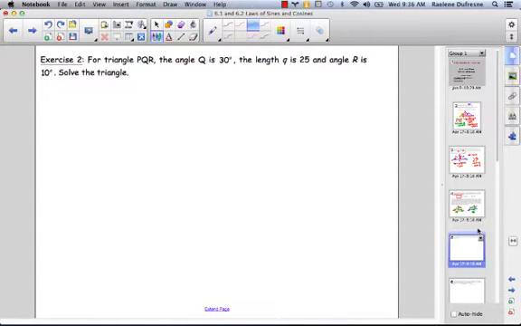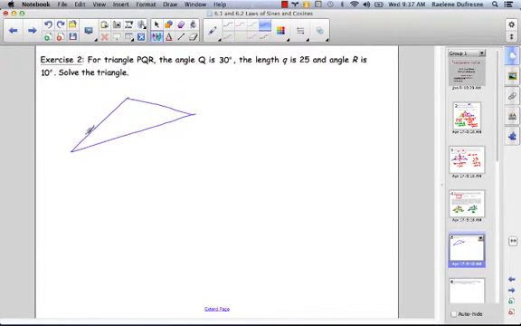Exercise 2 says for triangle PQR, the angle Q is 30 degrees, the length Q is 25, and angle R is 10 degrees. Solve the triangle. I don't worry so much about making sure that all of the lengths and the sides and the angles are correct, but it wouldn't hurt to try to do that. I'm going to draw a triangle like this. It's not a right triangle. We have angle R is 10 degrees and angle Q is 30 degrees.